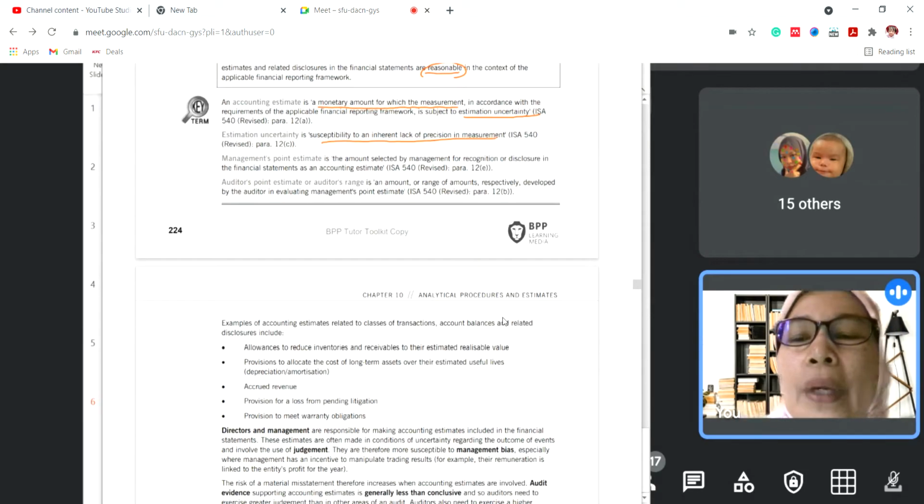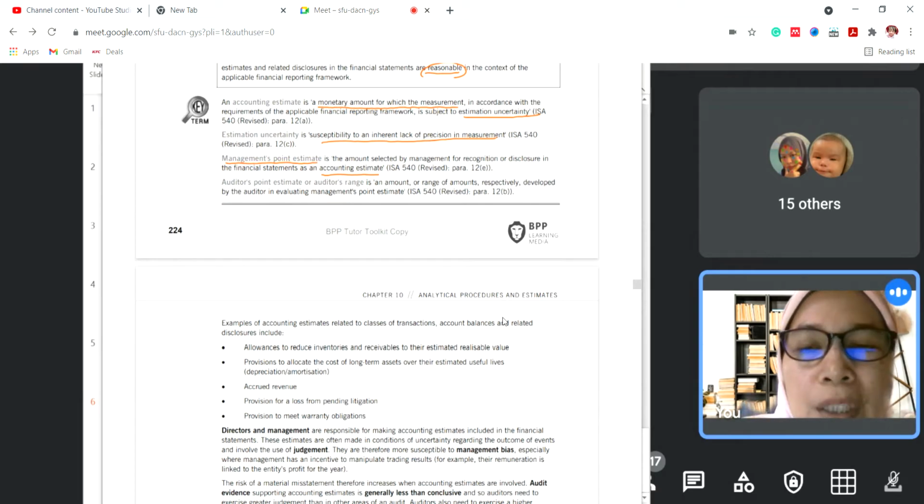When we talk about estimation, it might come from two points of view. One from the management point of view: the amount selected by management for recognition or disclosure in the financial statement as an accounting estimate. And the second one is the auditor's point estimate or auditor's range, the auditor's estimation.